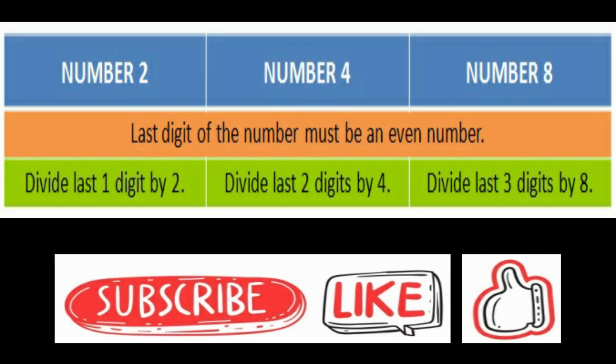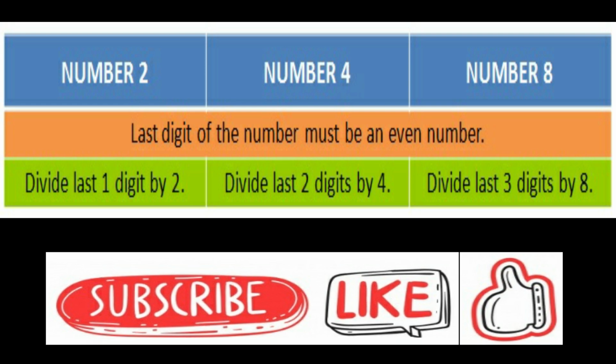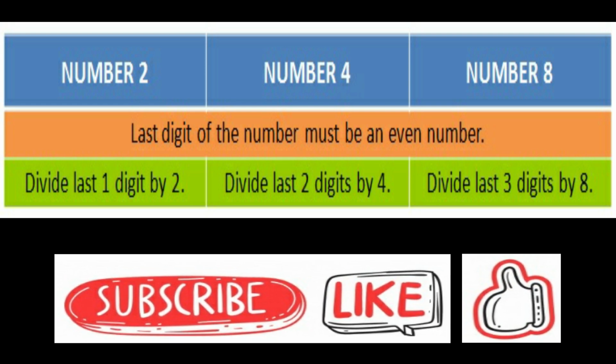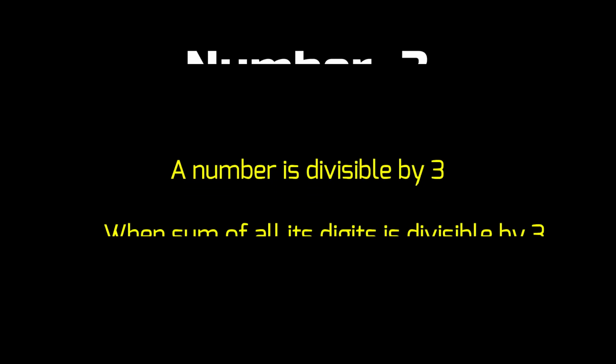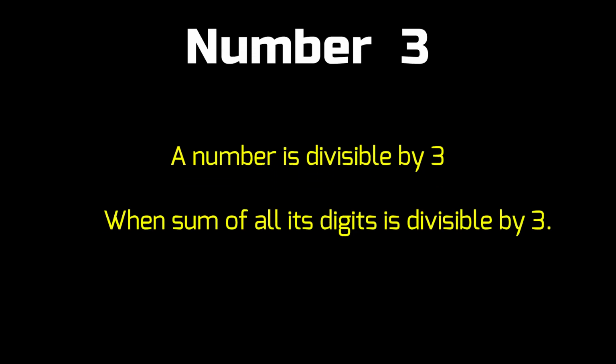To check divisibility by 4, we need to divide last two digits, and to check divisibility by 8, we need to divide last three digits. A number is divisible by 3 when the sum of all its digits is divisible by 3.